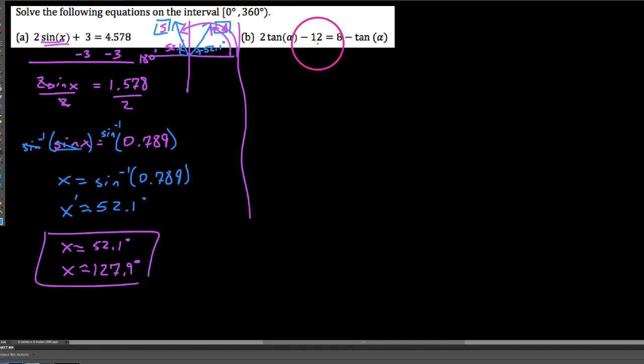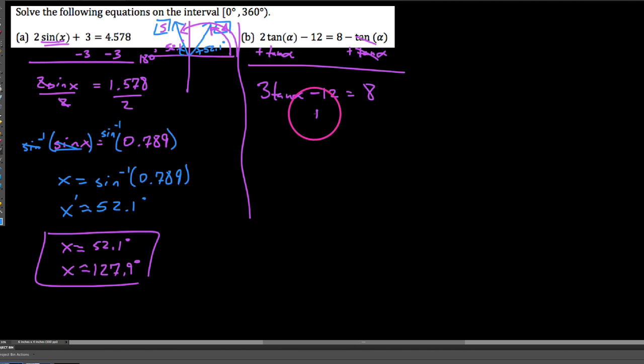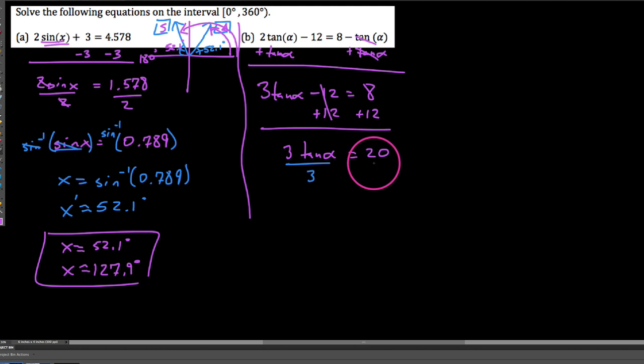Taking a look at letter B, let's solve for alpha. It looks like we have tangent on both sides. So I think very easily we could add a tangent of alpha to both sides. If we were to do that, we would have 3 tangents of alpha on the left minus 12 constants, and that would have to equal our 8 constants on the right. Now add 12 to both sides, then we would get 3 tangent of alpha equal to 20. From here, dividing both sides by 3, we don't have to deal with a decimal. We could deal with a fraction, and we end up with 20/3.